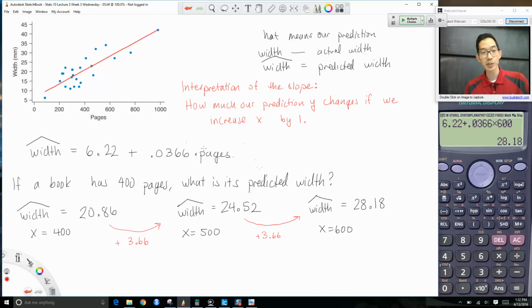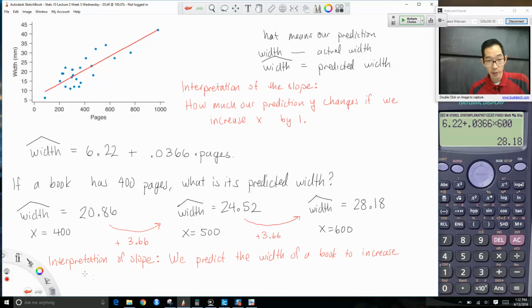It makes more sense in the context of pages. The interpretation of the slope basically says that we predict the width of a book to increase by 3.66 millimeters if the number of pages goes up by 100.